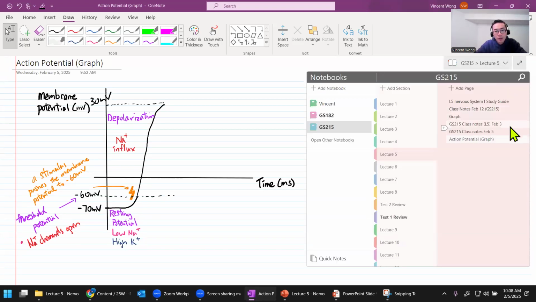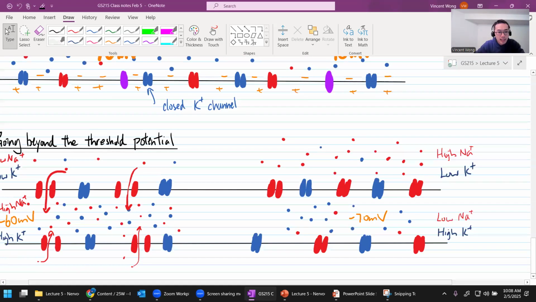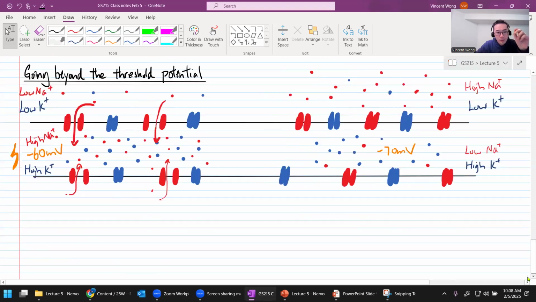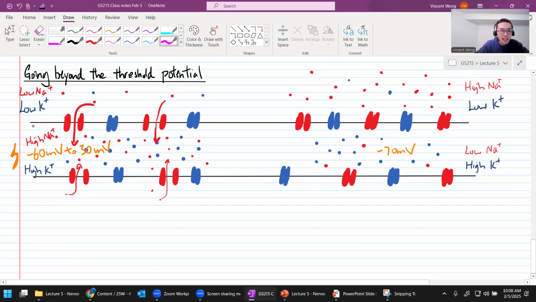Now, on our drawings, basically what happens is it's just a little tipping point, right? Once you go over negative 60, then you open the doors and all the sodium comes in. It's going to push you all the way to positive 30 millivolts. Okay, so at this moment, the inside will now be positive, as shown by the graph, and the outside will be negative.